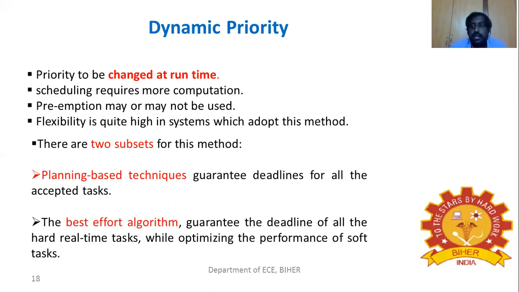Two subsets are used in this dynamic priority system. The first one is planning based techniques. It guarantees deadlines for all the accepted tasks, so it should complete all the accepted tasks. This is known as a planning based technique.